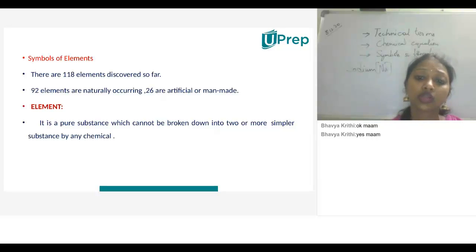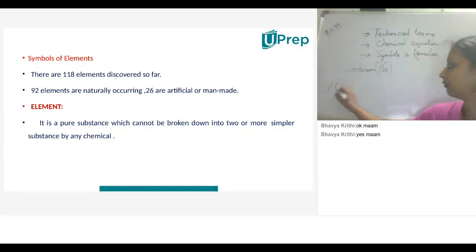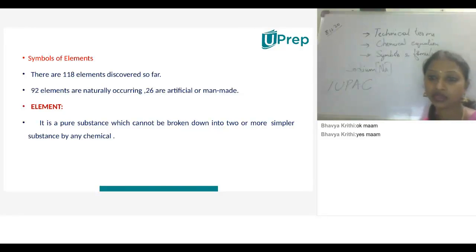No, ma'am. So this is the 118 elements discovered so far. At present, 3 more elements have been found, but they are not recognized by IUPAC. What do you mean by IUPAC? International Union of Pure and Applied Chemistry. Yes, International Union of Pure and Applied Chemistry.